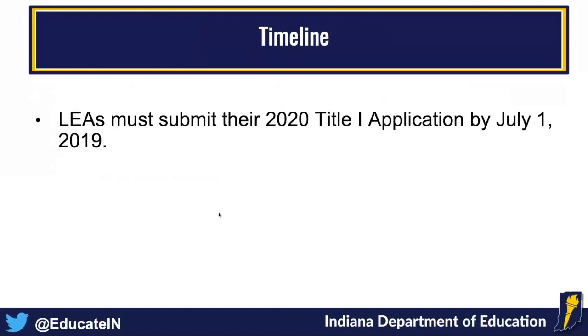A timeline reminder, in order for school districts to be able to revert costs and start the next school year using their Title I funding, all Title I grants for the 1920 school year need to be submitted by July 1st, 2019. The application center is currently open for you to create or edit or submit your application.